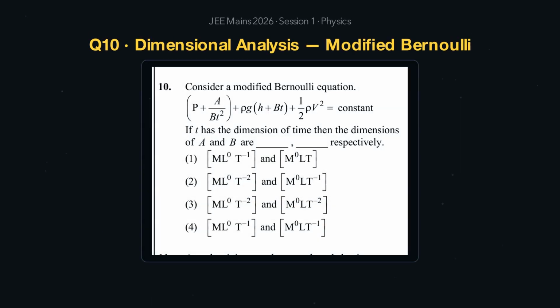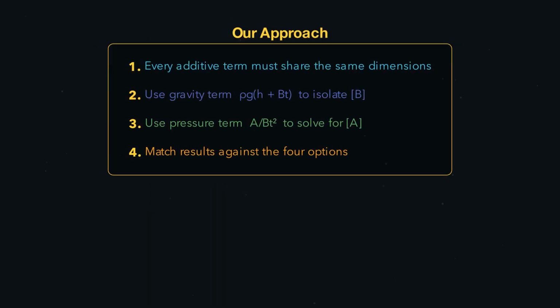Two mystery constants, A and B, have been built into it. Your job? Find their dimensions, using only the equation structure. Here's our approach. We use one rule. Every additive term must share the same dimensions as pressure.